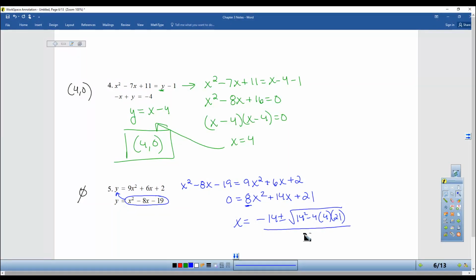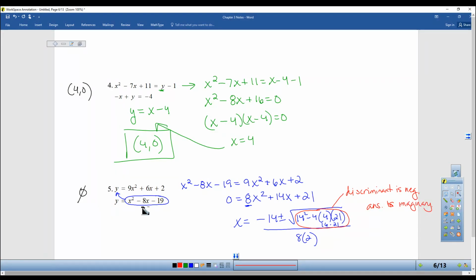So even without doing the actual math, I can see that this is going to be 14 squared, but this is going to be 16 times 21. This is definitely going to be bigger. And so I'm going to get a negative under the radical. So remember, this piece of it is called the discriminant. And when the discriminant is negative, that means you're going to have an imaginary answer. So the discriminant is negative. So the answer is imaginary.